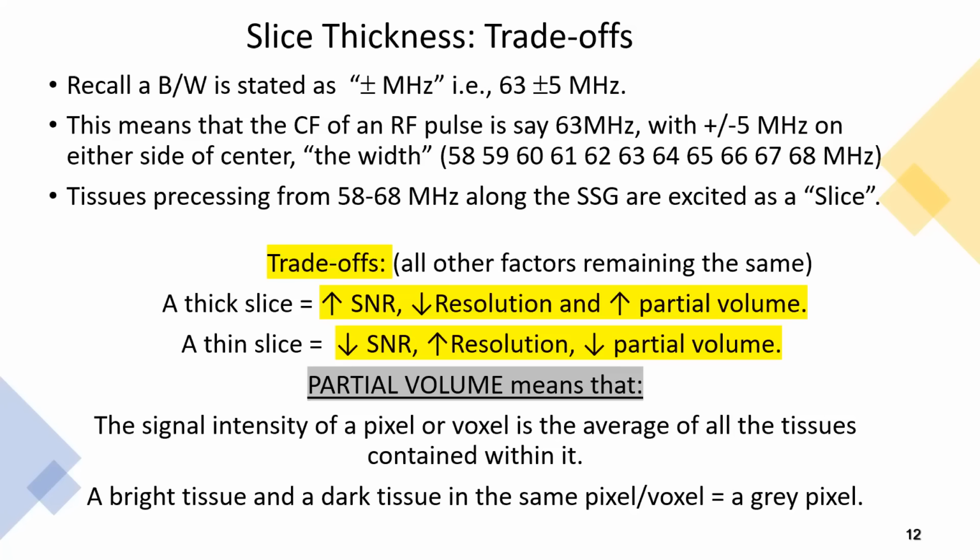Here's that partial volume that I was looking for earlier. A thin slice, it's all the opposites. So 5 millimeters versus 3. 3 is going to have a lower signal to noise. You're going to have higher resolution. We all know that. You're going to be able to see smaller things, and your partial volume is going to go down. And partial volume means that the signal intensity of the pixels is the average of all the tissues contained within. A bright tissue and a dark tissue in the same voxel is going to equal a gray pixel or voxel.